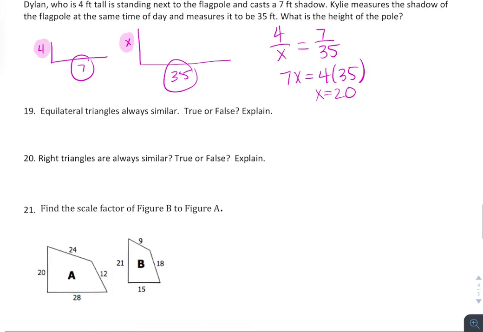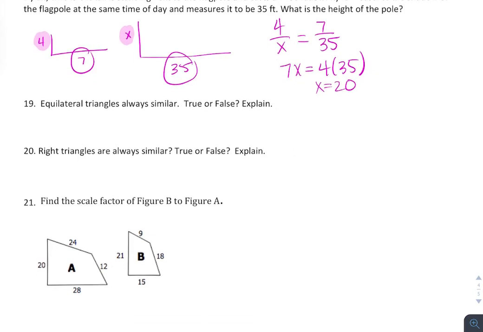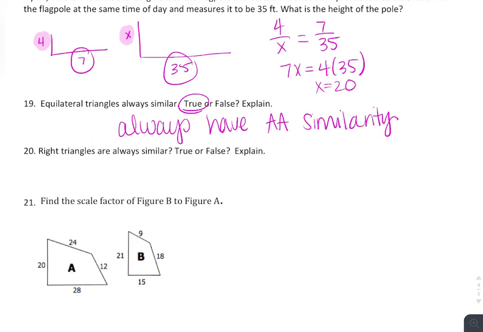Okay. Number 19 asks if equilateral triangles are always similar. This is true because they always have angle similarity. Number 20, it says right triangles are always similar. This is false because you could have a right triangle with a 30 and a 60, or you could have a right triangle with 45 and 45. So there's different kinds of right triangles with different angles, so they're not always going to be similar. Sometimes they're similar, but not always. Sometimes. There we go.